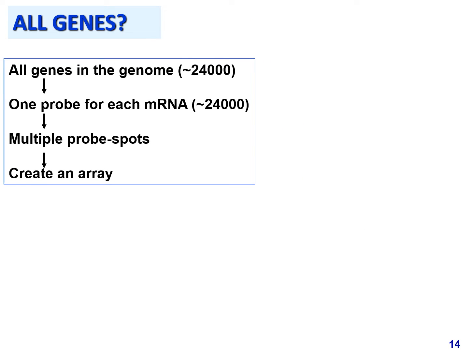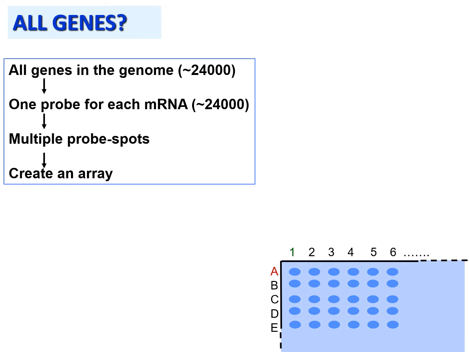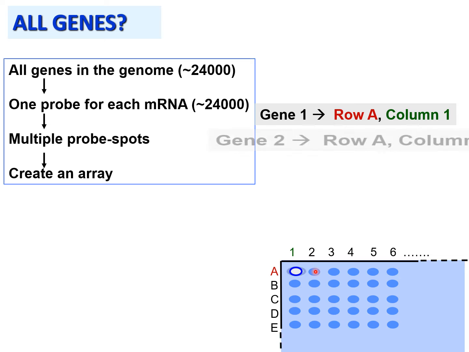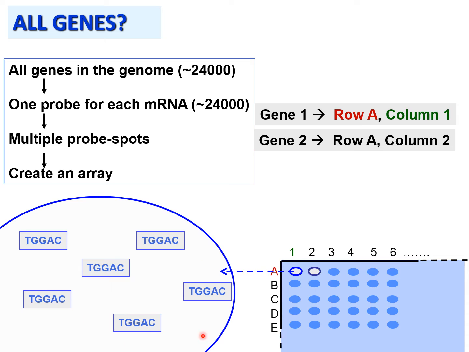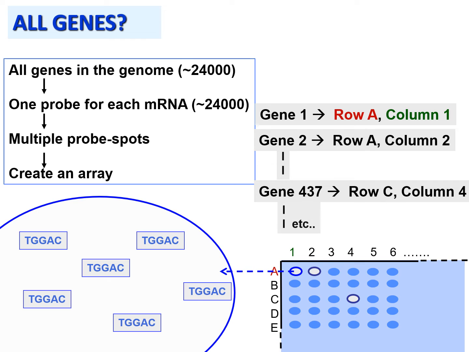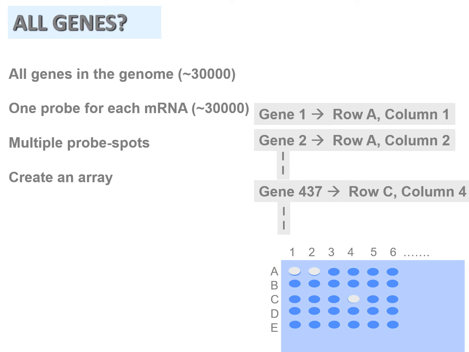I just have to repeat this for 24,000 or whatever number of genes I have in mind and produce an array with lots of probe spots like this. So for example, I could have gene 1 here, and gene 2 could be represented by probe spot 2, etc. Each spot would have the probes the way I described before, and there may be many genes like this. For example, I might have gene number 437 somewhere here, etc. That's it. So if I can have an array of all the genes, I can repeat the experiment and detect the expression level of all the genes in two conditions.